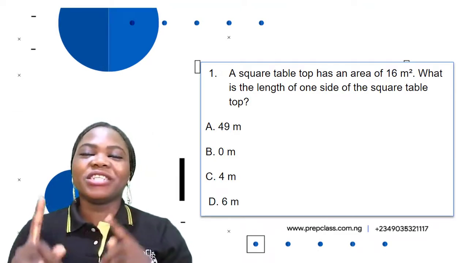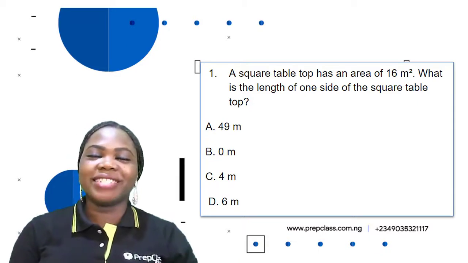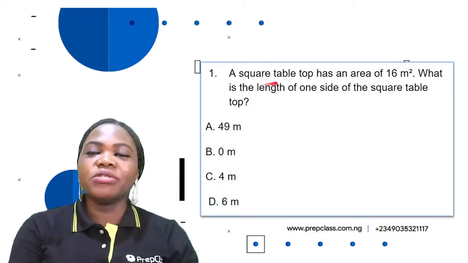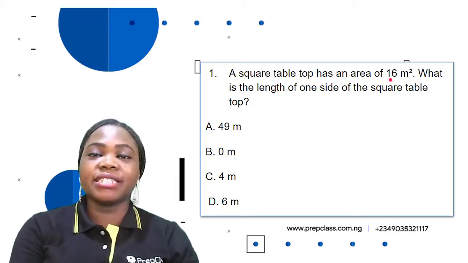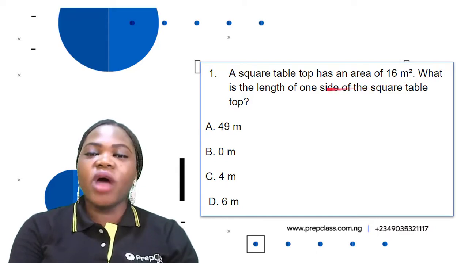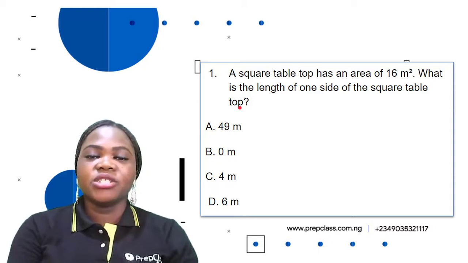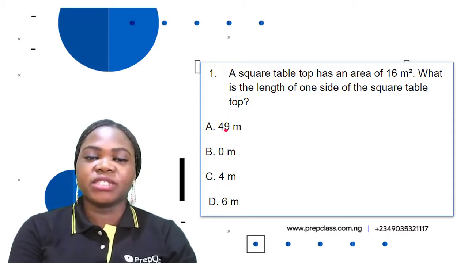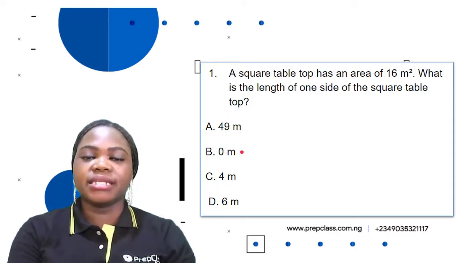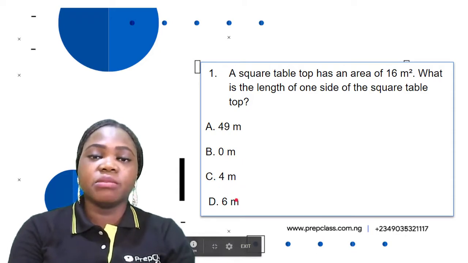Alright, so the first question in this video, question 1, says a square tabletop has an area of 16 meters square. What is the length of one side of the square tabletop? Okay, so we have the options here. A is 49 meters, B is 0 meters, C is 4 meters, D is 6 meters.